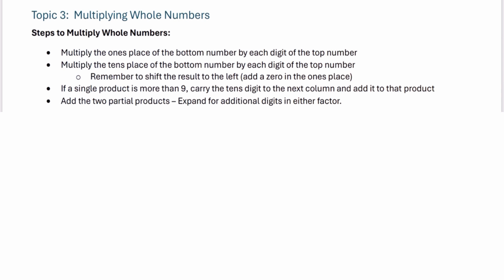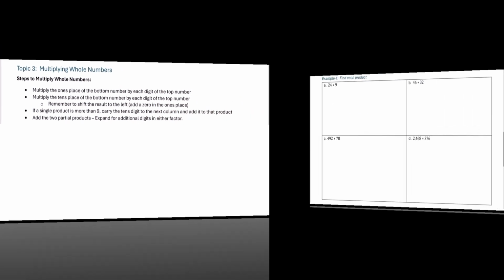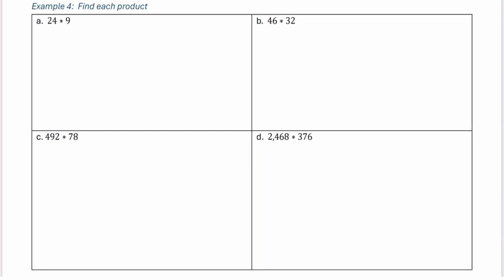If a single product is more than 9, carry the tens digit to the next column and add it to the partial product. Finally, we add the two partial products. Expand for additional digits in either factor. For example, let's look at multiplying 24 times 9.